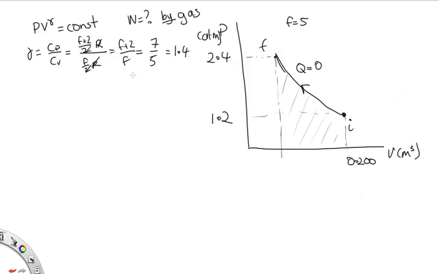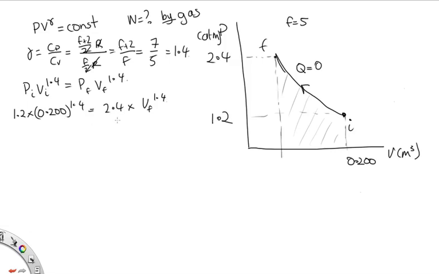So we can use this now to find the final volume, as we've got the initial pressure and volume and the final pressure. So we've got P initial, V initial to the 1.4 is equal to P final, V final to the 1.4. We can keep our pressures in atmospheres as long as we do it for both of them. So this is 1.2 times 0.200 to the 1.4 is equal to 2.4 times V final to the 1.4. Okay, we can solve this.